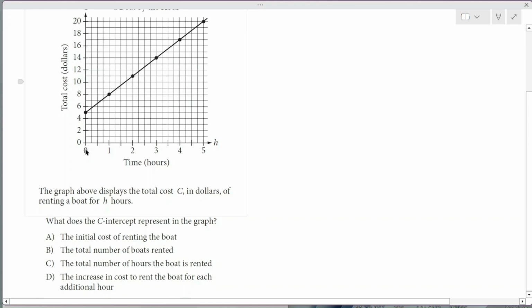It's not talking about the total number of boats rented, it's talking about cost per hour. The total number of hours the boat is rented. This point here is not talking about the total number of hours the boat is rented. The increase in cost to rent the boat for each additional hour. No, it's not the increase in cost for each additional hour. This is actually the initial cost you pay for renting a boat. The correct answer to question 15 is A. That's the initial cost of renting a boat.